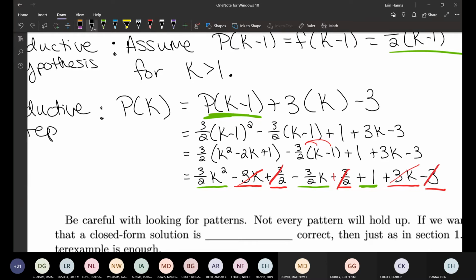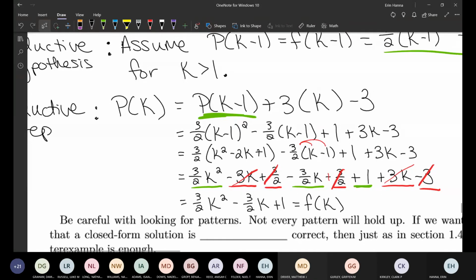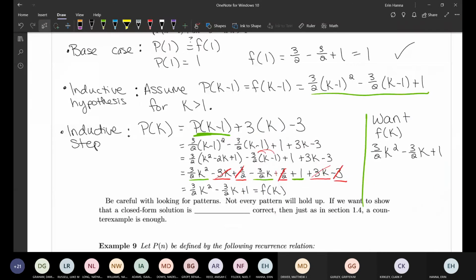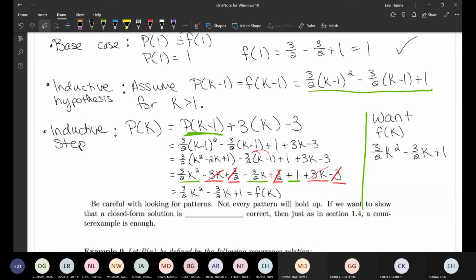What am I left with? I'm left with exactly what I was hoping I'd be left with. 3/2 k squared minus 3/2 k plus 1, which is f of k. Like I said, a bit more algebraically dense on that one. But not horrendous if you just aren't like me and make small little mistakes of distributing. I'm human too. Sometimes I mess up on math.